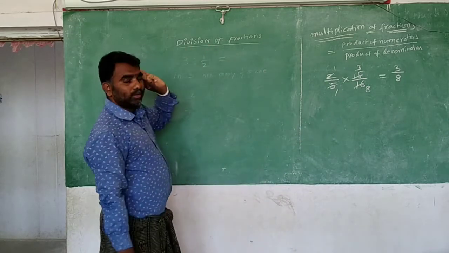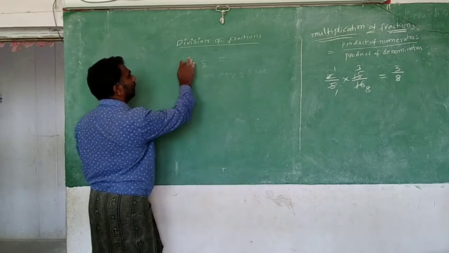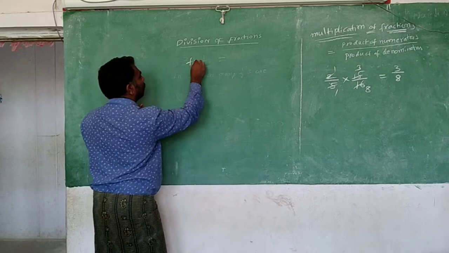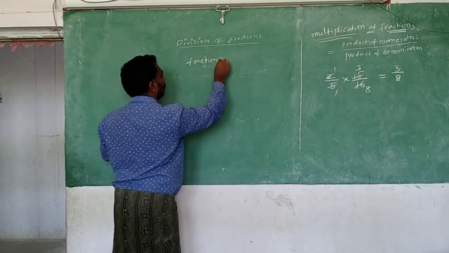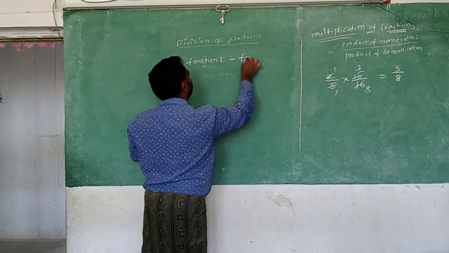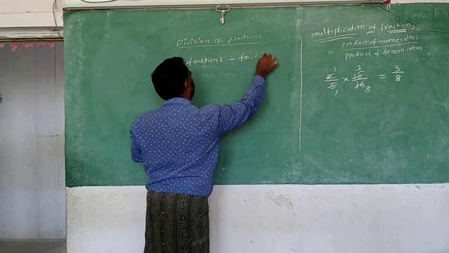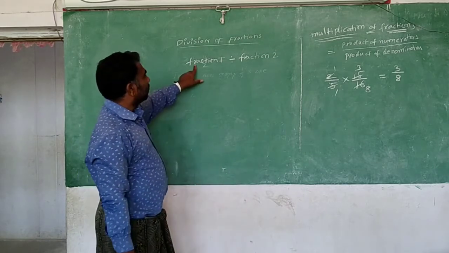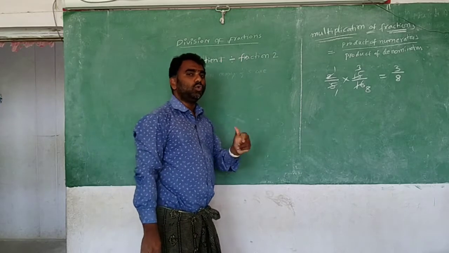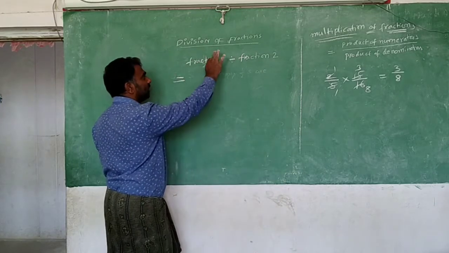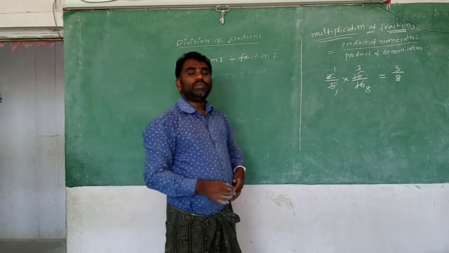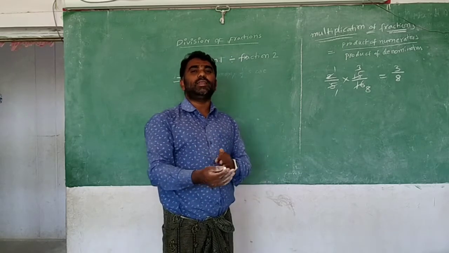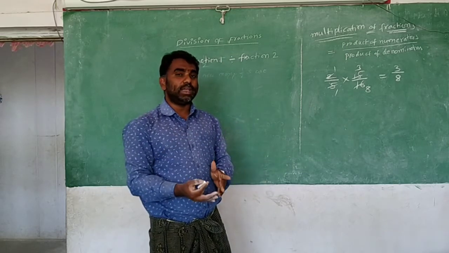Division of fractions. So simple method: we will take two fractions, fraction 1 divided by fraction 2. These are the two fractions given here. One fraction is divided by the other fraction. How to do it, you know? We will convert the division form into multiplication form.